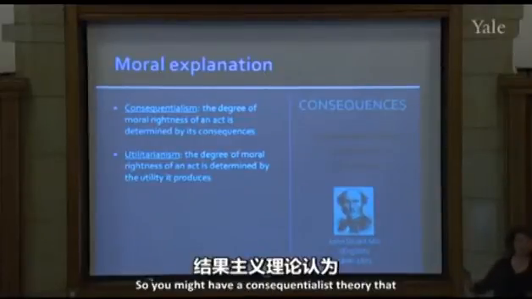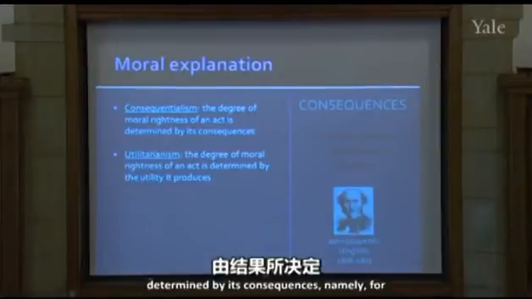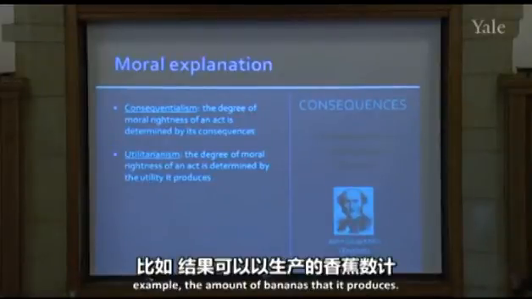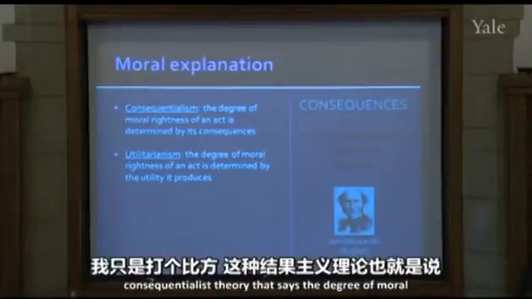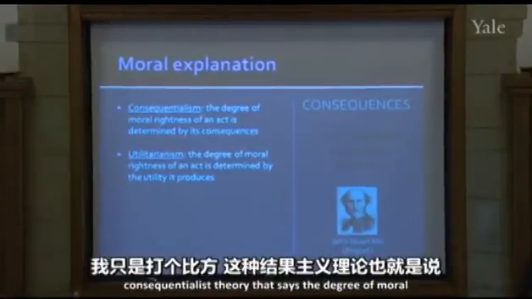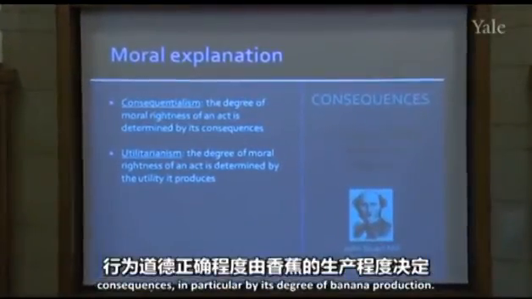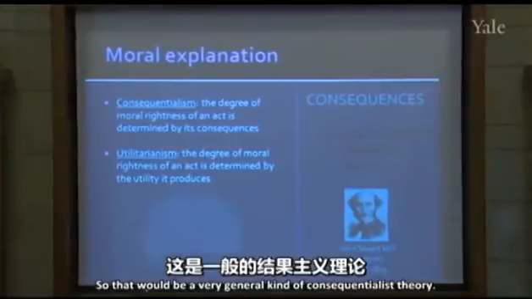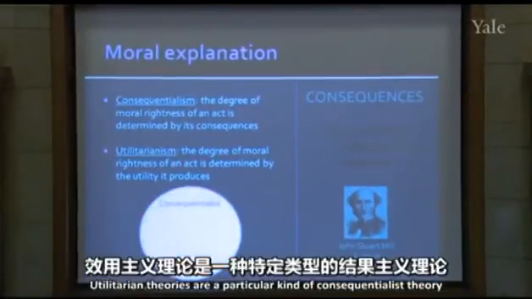So you might have a consequentialist theory that says the degree of moral rightness of an act is determined by its consequences, namely, for example, the amount of bananas that it produces. It would be an odd moral theory, but it would be a consequentialist theory that says the degree of moral rightness of an act is determined by its consequences, in particular by its degree of banana production. So that would be a very general kind of consequentialist theory.